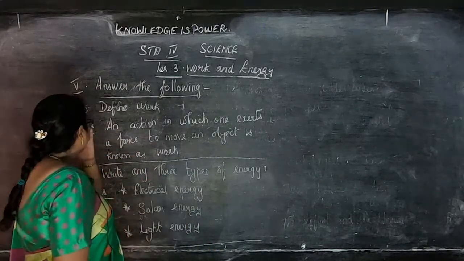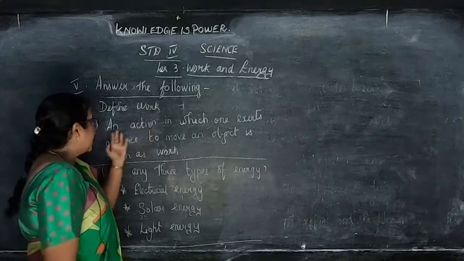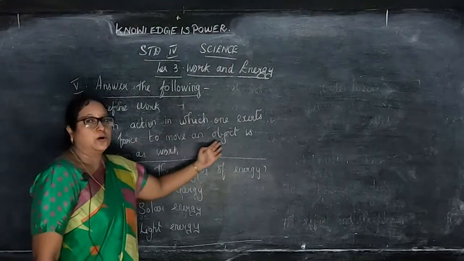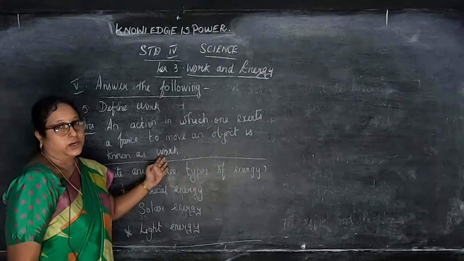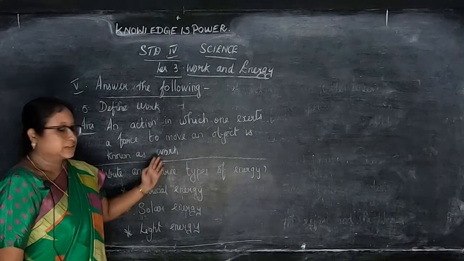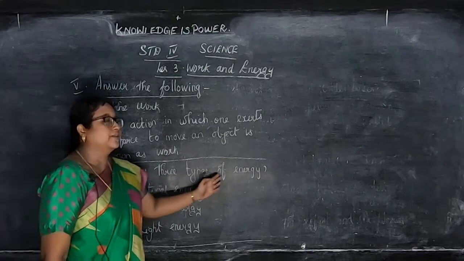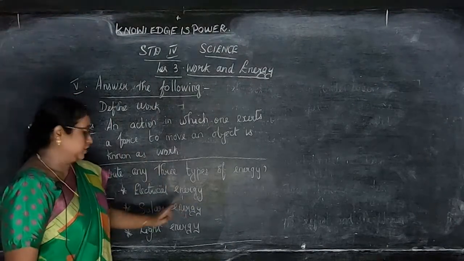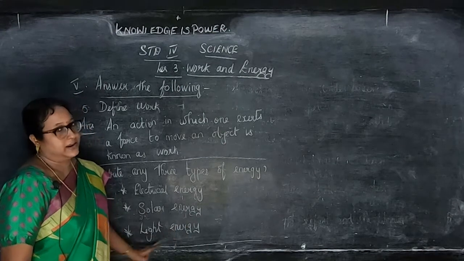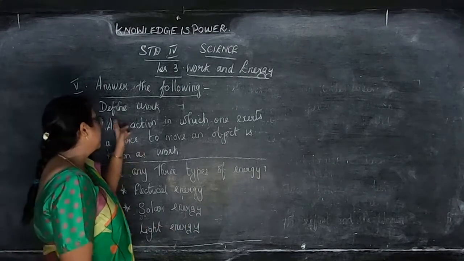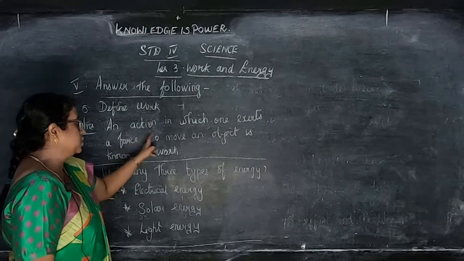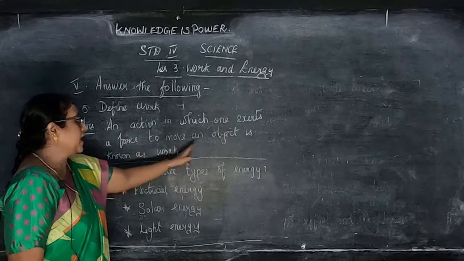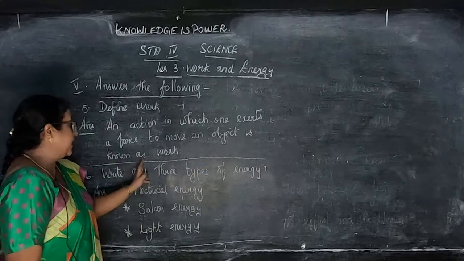Okay, children. So what is the 5th question? Define work. An action in which one exerts a force to move an object is known as work. Now the next question is, write any 3 types of energy. So already I said there are many types of energy, but they have asked only 3. So you will write electrical energy, solar energy and light energy. So once again we'll read, children. You have to read along with me. Define work: an action in which one exerts a force to move an object is known as work.